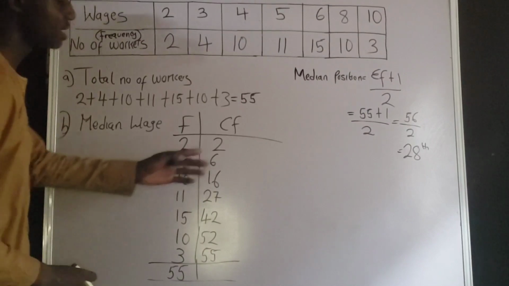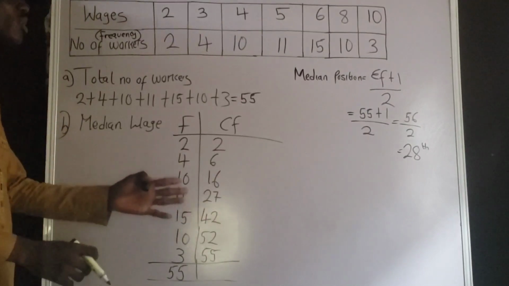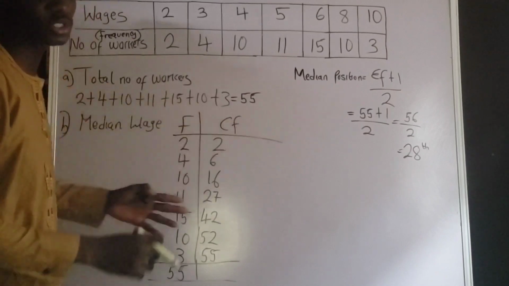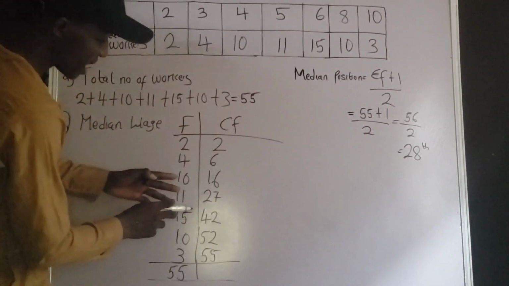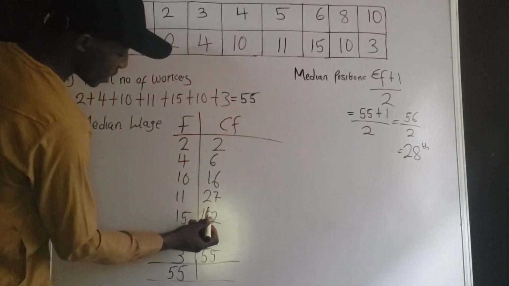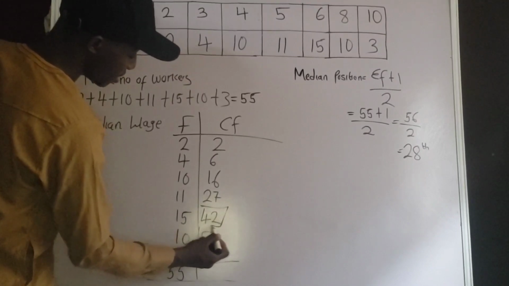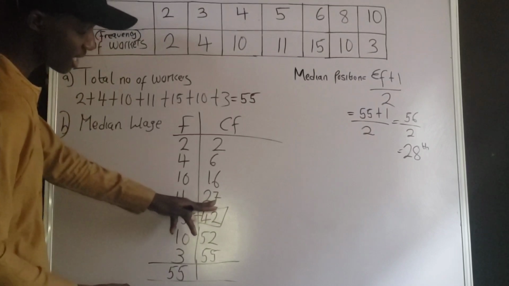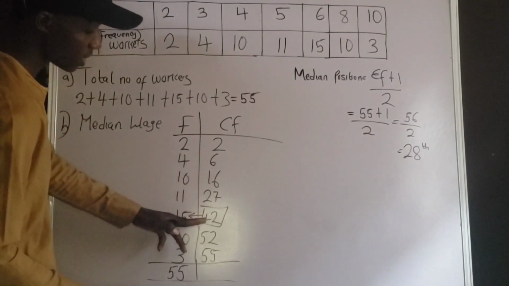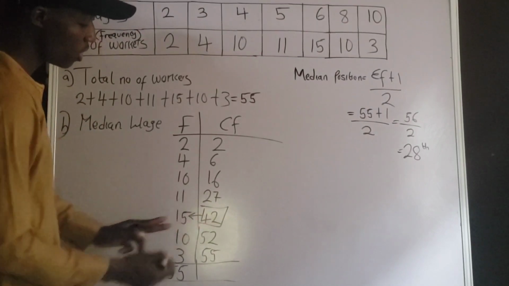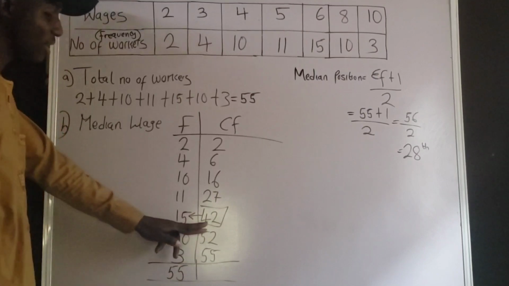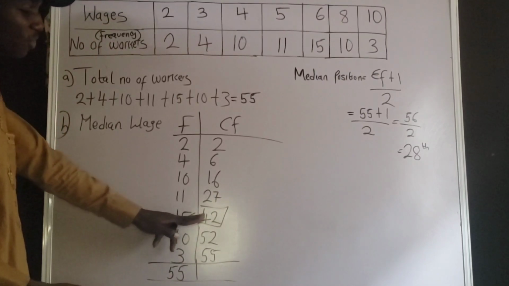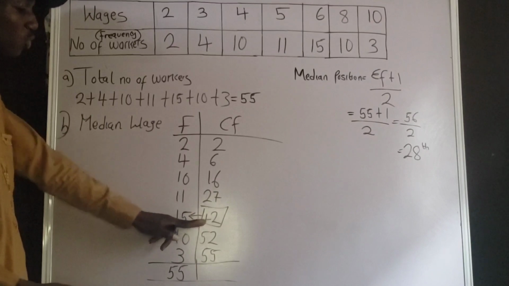Now it is from this cumulative frequency that we are going to check where 28 falls into. Are you getting it? If you check, you can see that 28 falls around this 42. Because 28 is greater than 27, we cannot choose this. But 28 is less than what? 42. So, 28 falls around this place. The frequency that corresponds to 42 is 15.